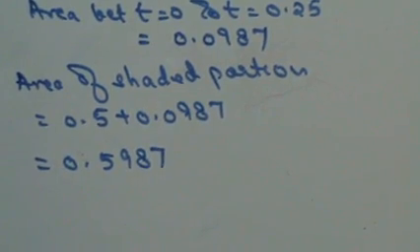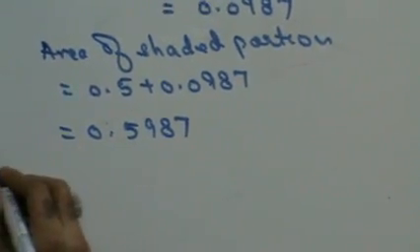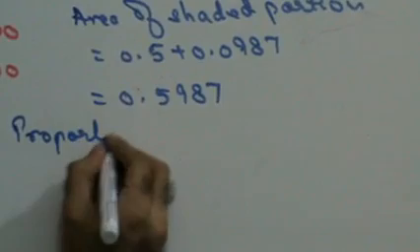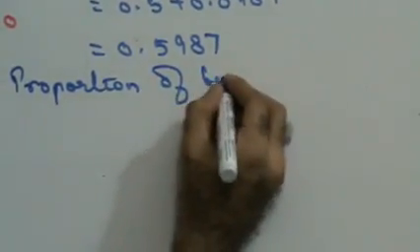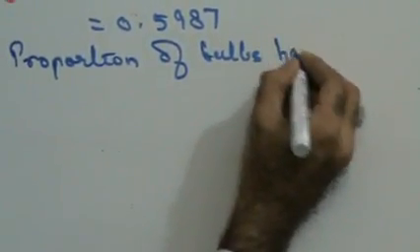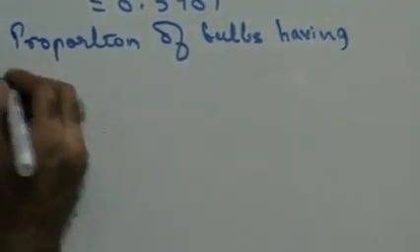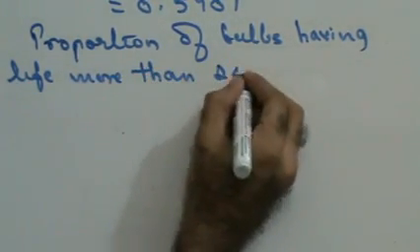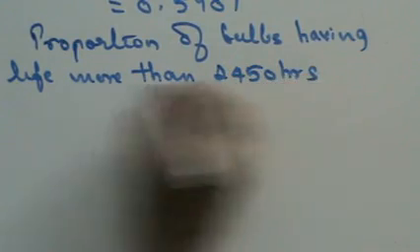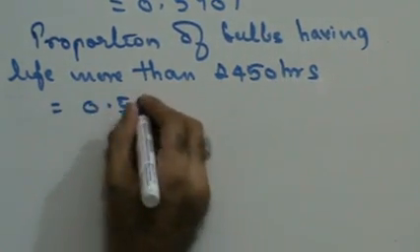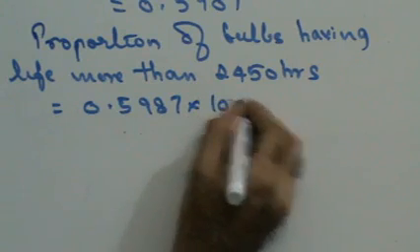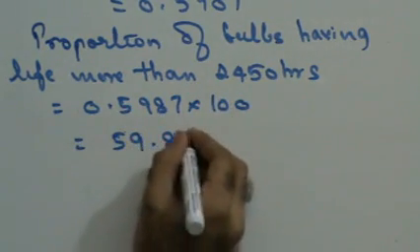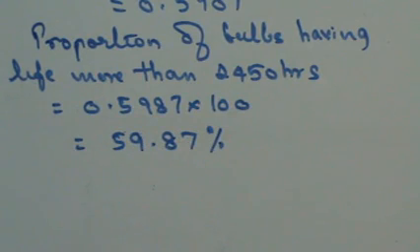Once you have this, then I can have the proportion of bulbs having life more than 2450 hours is going to be 0.5987 into 100, that is 59.87. So 59.87% of the bulbs have a life of more than 2450 hours. Take on the next one, please.